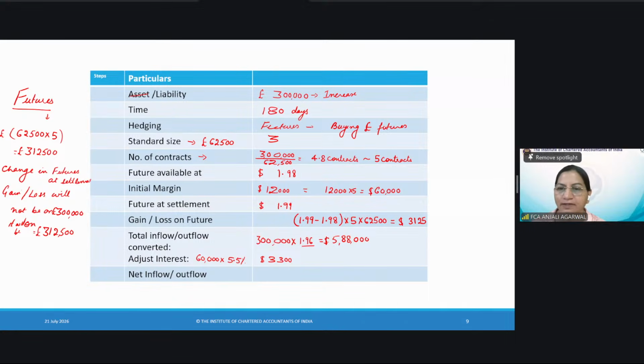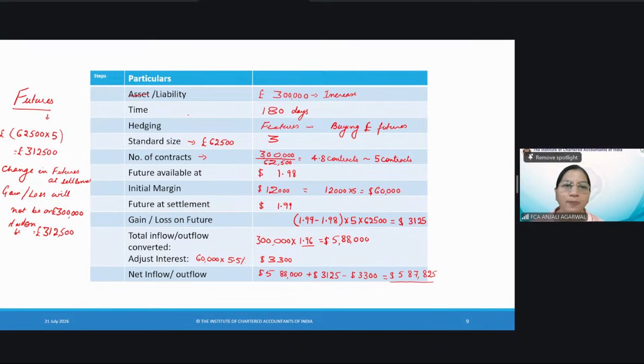You have $5,88,000, plus there was this gain on future, $3,125, minus the interest cost of $3,300. So your net outflow will be 588,000 plus 3,125 minus 3,300, which is $5,87,825. This is how the futures work.